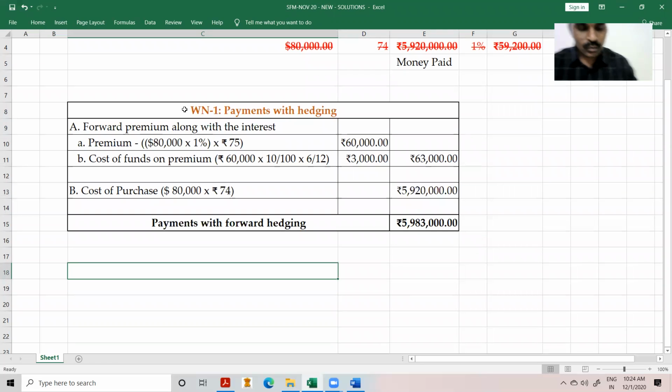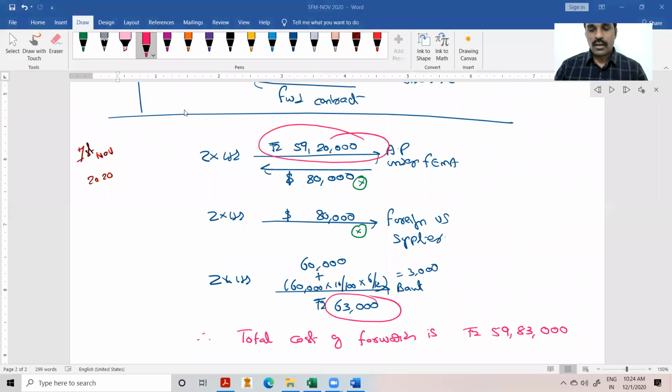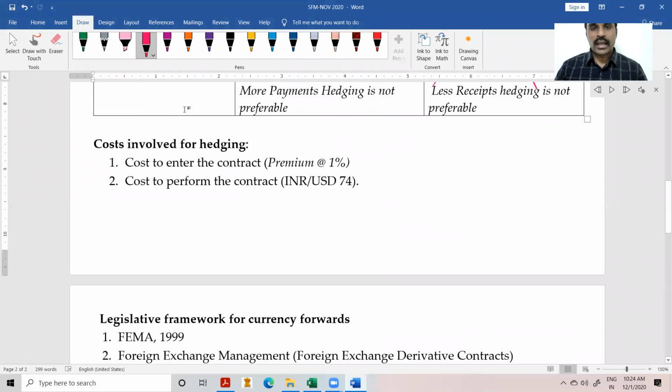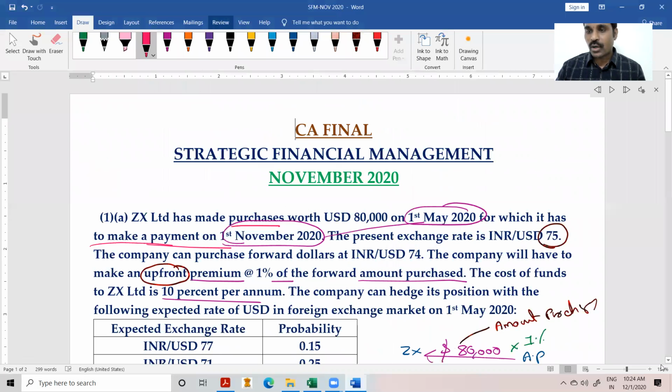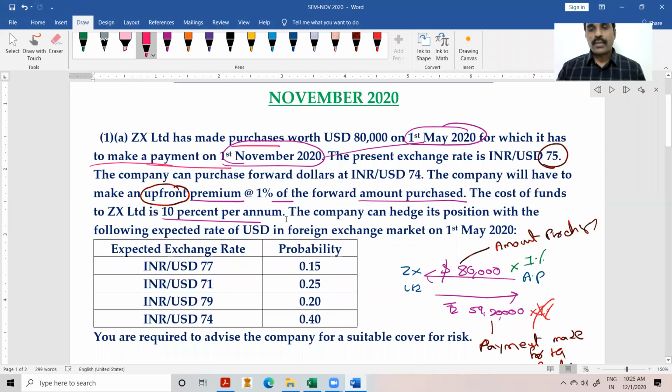Okay, right. So these are all about the premiums, for premium amount and forward amount calculations. That mistake we have to avoid: that 1% is to be applied on the amount purchased, not on the amount paid. The question says: the company can hedge its position with the following expected rate of USD in the foreign exchange market on 1st May 2020. According to me, there is a drafting error.